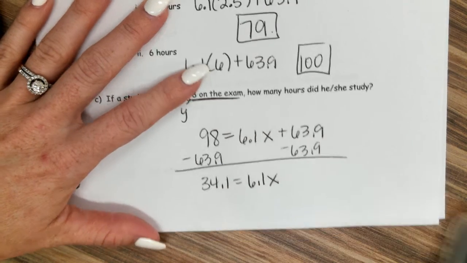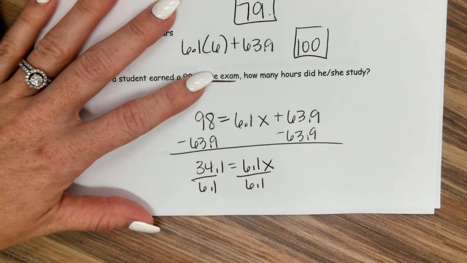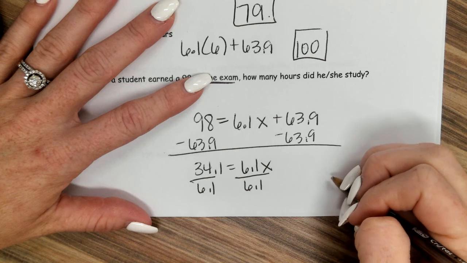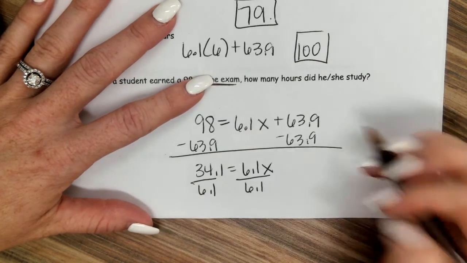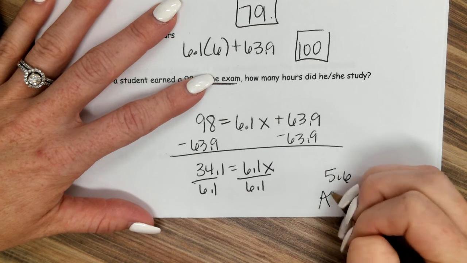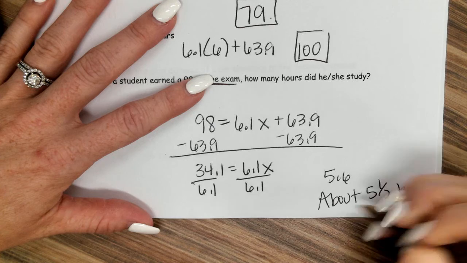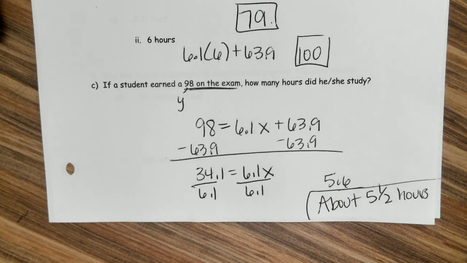How would I get rid of 6.1? How many hours do we think they spent studying? About 5.5, right? 5.5, 5.6. So about 5.5 hours. All right, so you're going to do the rest on your own.